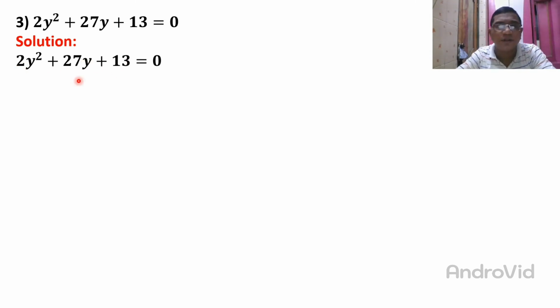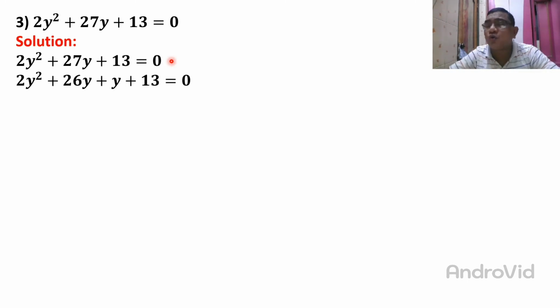All my students remember that when the first term coefficient is greater than 1, then that coefficient is multiplied to the third term. So 2 into 13, what do you get? 26. So you want the product to be 26 and the sum to be 27.